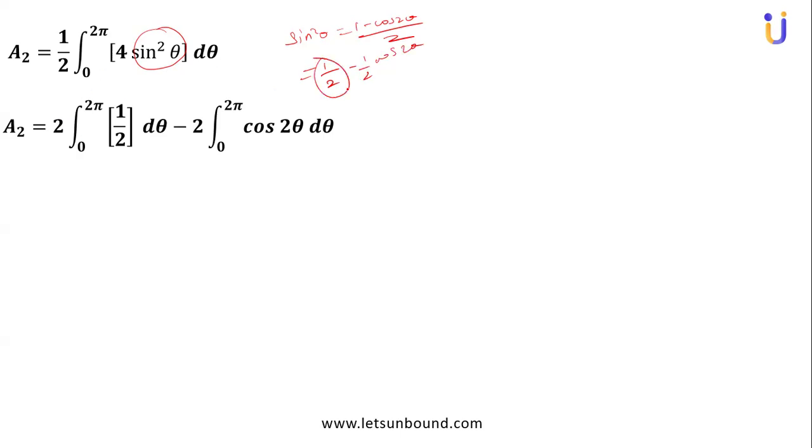So that first 1 by 2 is 2, 1 by 2 d theta. And then minus 2 cos 2 theta, actually it will be 4, right? So this 4 and this 1 by 2 becomes 2. This is 1 by 2 and d theta. Then again 4 and 1 by 2 becomes 2, and this cos 2 theta will be there.